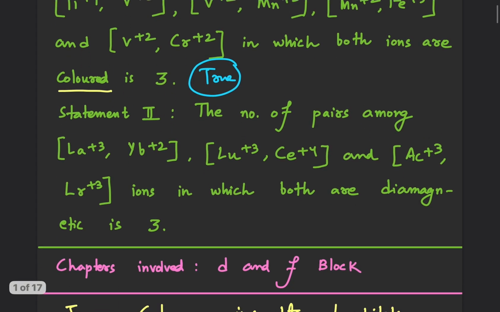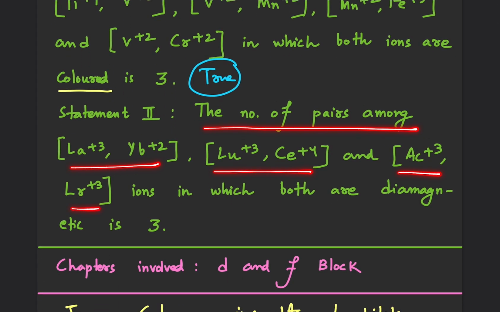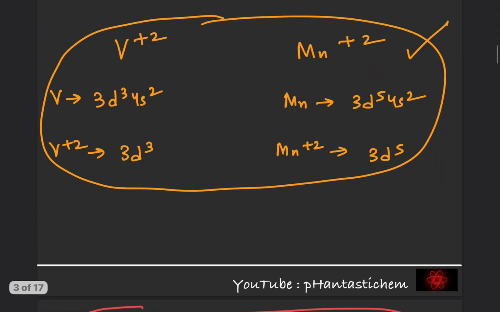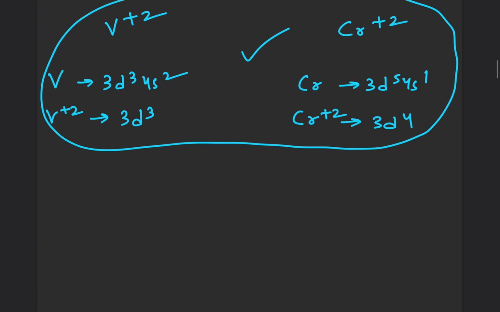Next, we have statement 2. Statement 2 says that the number of pairs among this, and this in which both are diamagnetic is 3. So this word is important, diamagnetic. Okay. So let's talk about statement 2.